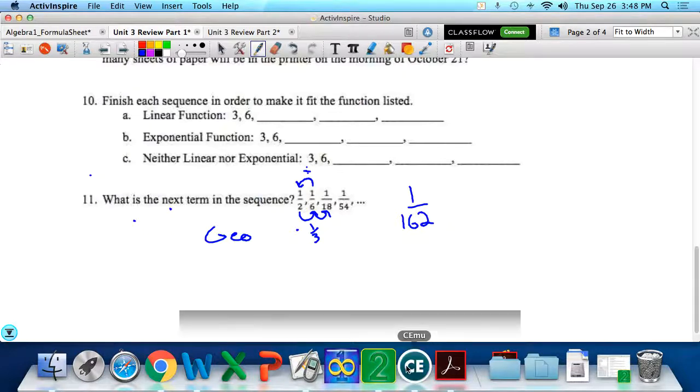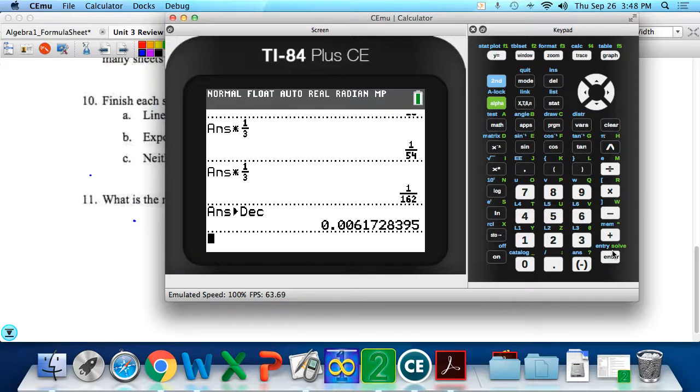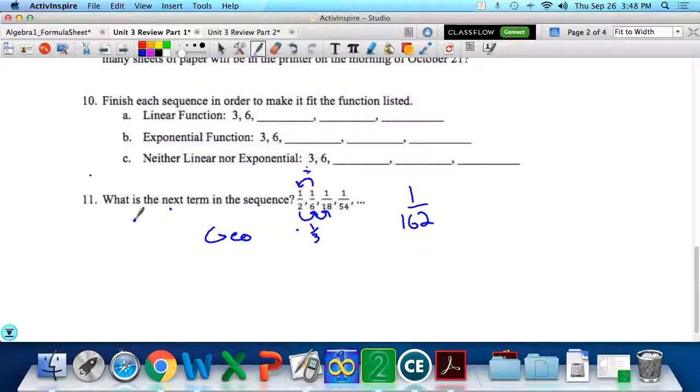Some people have been giving me this as a decimal today. It's not wrong to give this as a decimal, but look at that. Which one looks cleaner? Not even which one looks cleaner. What was the whole problem in? It was in fractions. So we should probably do it the way the problem was listed.